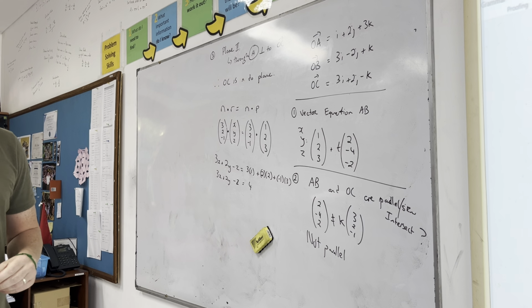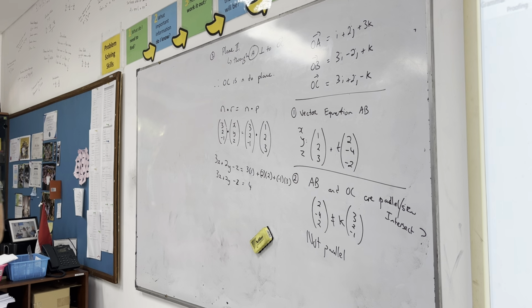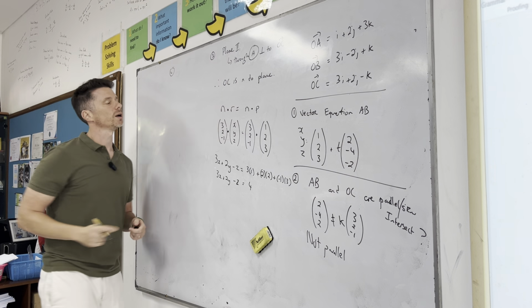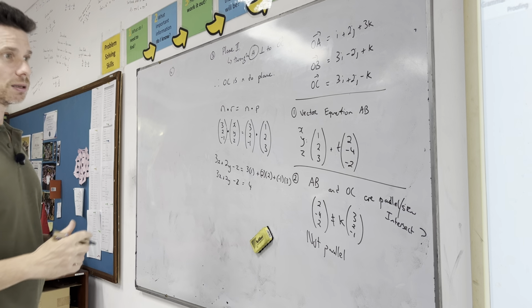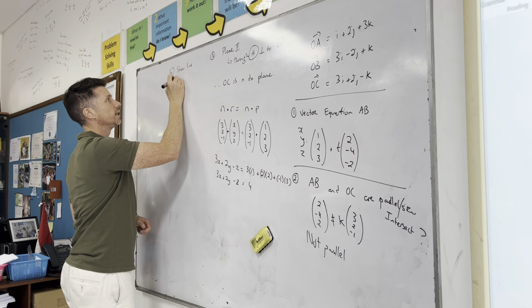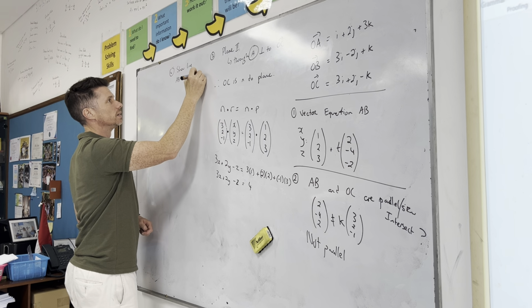Racking up, so that's 12 marks, so that should have taken you about 12 minutes. Part 4 then, the next part, is asking to show that the line AB lies on the plane.